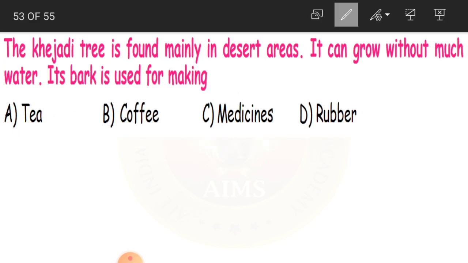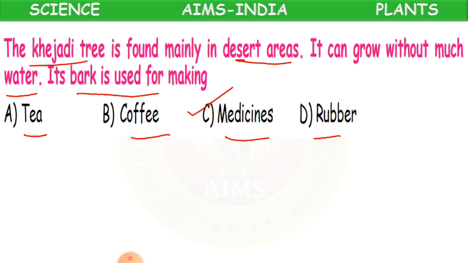And the next question is, the khejdi tree is found mainly in desert areas. It can grow without much water. Its bark is used for making. The khejdi tree which grows in desert area, okay, it can grow without much water. Why? Because already it is a desert plant, so it doesn't need much water. And why do we use the bark of this tree, children? To make tea, coffee, medicines or rubber. To make medicines. That is C option.